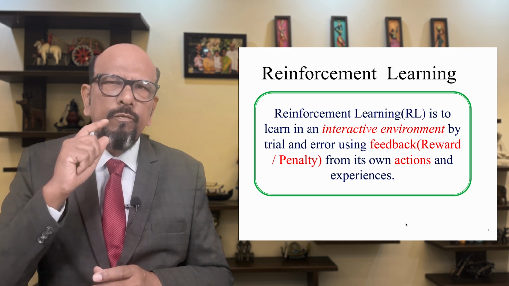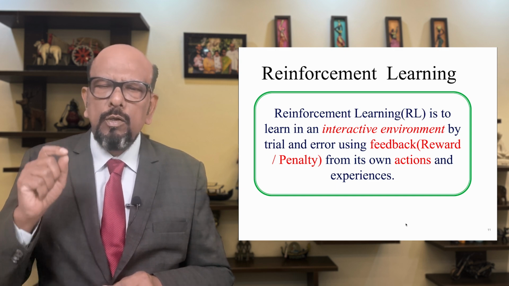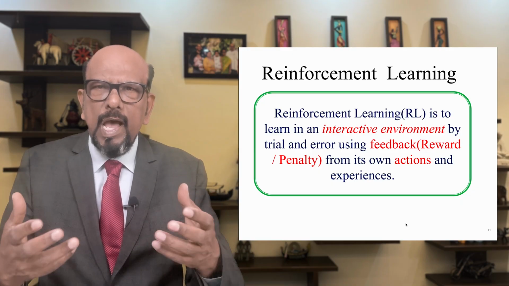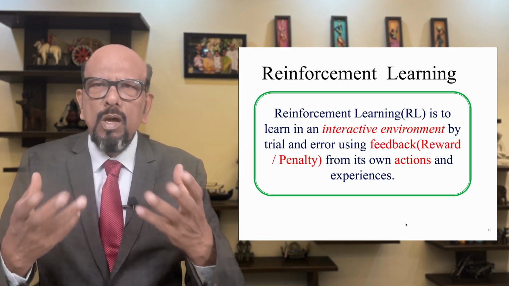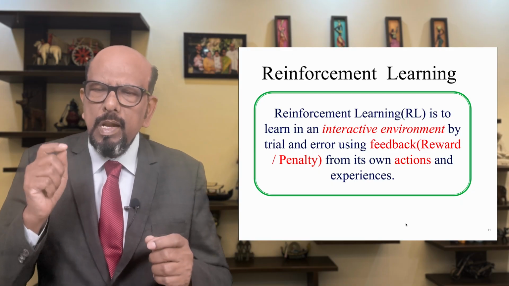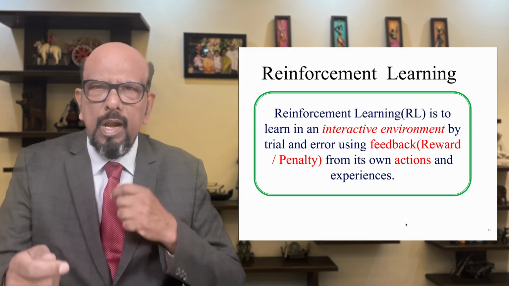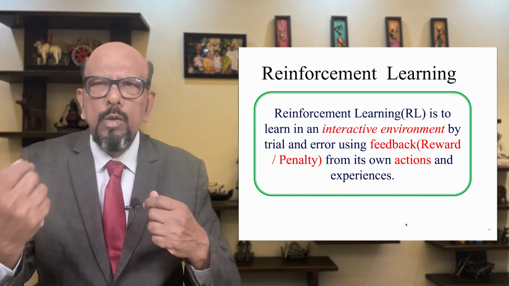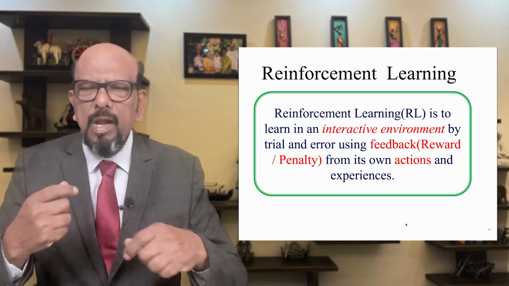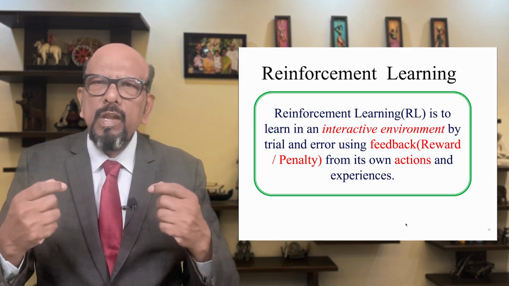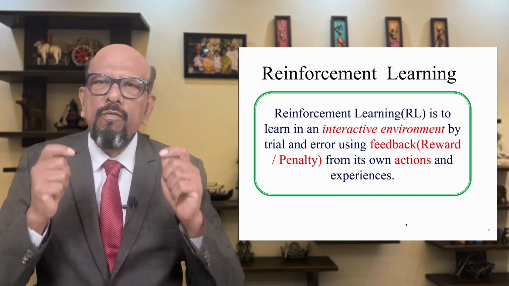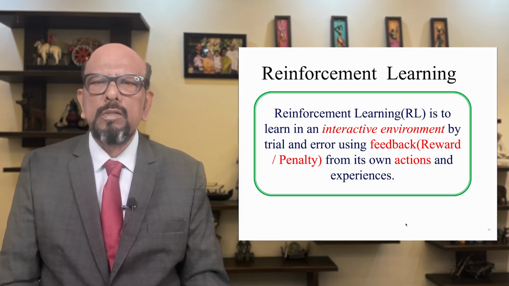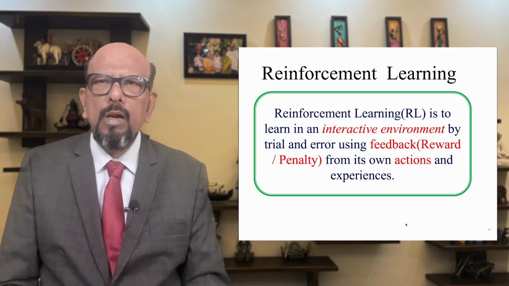Whereas reinforcement learning is to learn in an interactive environment. So as we work, you learn. So learning in an interactive environment by trial and error. You do this, you get a good feedback. You do this, you get a bad feedback. So trial and error. You get the feedback and you are learning from the feedback, from its own actions and experiences. That is called reinforcement learning.